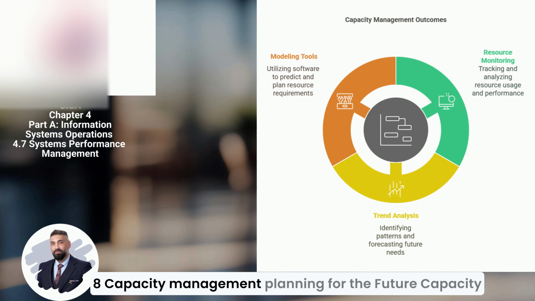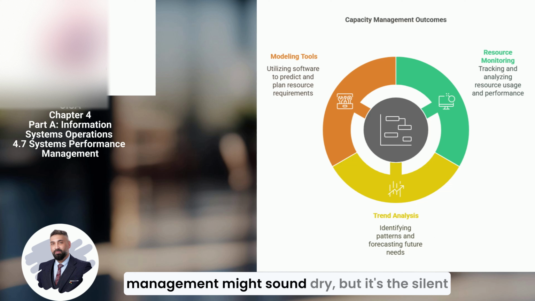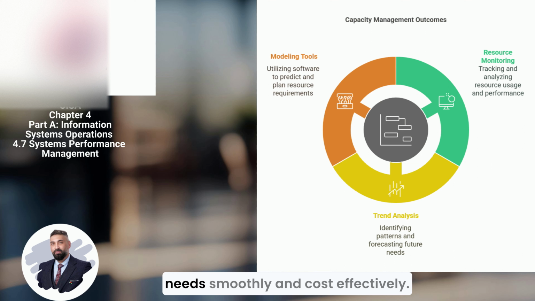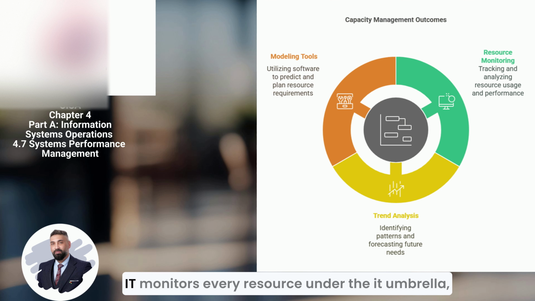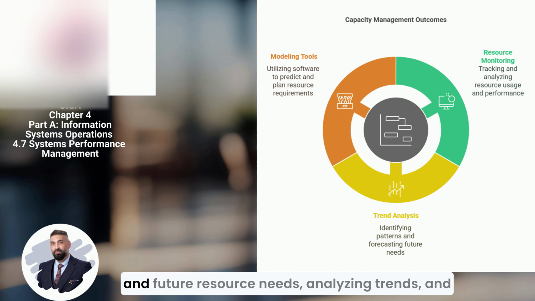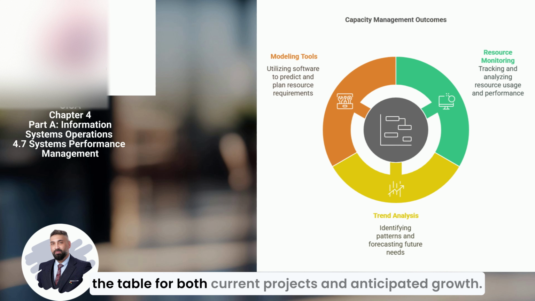8. Capacity management. Planning for the future. Capacity management might sound dry, but it's the silent mastermind ensuring that IT systems grow alongside business needs, smoothly and cost effectively. It monitors every resource under the IT umbrella, from CPUs and memory to bandwidth and storage. The capacity planning process involves defining current and future resource needs, analyzing trends, and using modeling tools to forecast requirements. Consider this approach as trying to ensure that your team has just the right number of seats at the table for both current projects and anticipated growth.